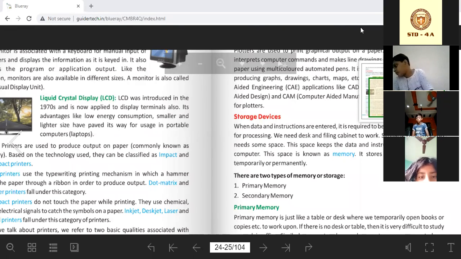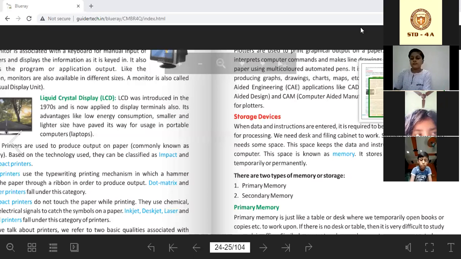Now you have been promoted to standard 4, so you need some space to keep your books and your notebooks. This is known as to store something. So in computers and laptops, we need to store the data and the information which are important to us. Now, when data and instructions are entered, it is required to be stored in the computer for processing.